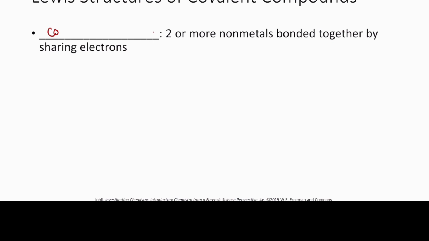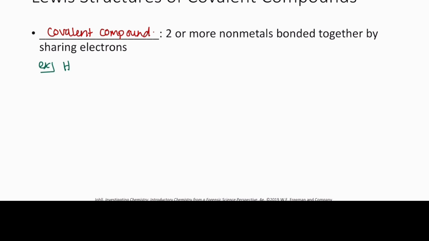So in a covalent compound, we have two or more nonmetals that are bonded together by sharing electrons. So a shared pair of electrons is indicative of a bond, and in a Lewis structure, it is shown by drawing a line.